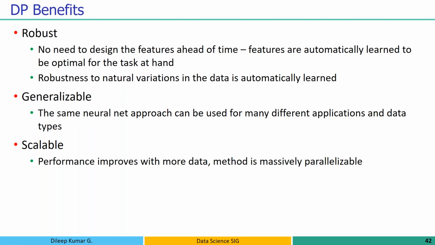Robust means no need to design the features ahead of time. As I discussed before, no need to determine the values for X. So these are automatically done. Also robustness to the changes in the data. If the data is changed, then the features also automatically change.